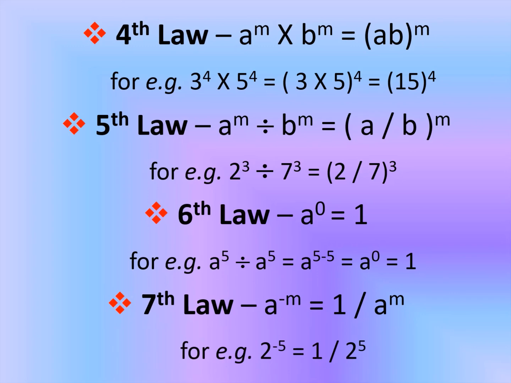Seventh law, a raised to the power minus m. Any number which has a negative power, we will take its reciprocal, like 1 by a raised to the power m. By doing this, we can have the power in positive. For example, 2 raised to the power minus 5. To make the power positive, we will write it as 1 by 2 raised to the power 5.